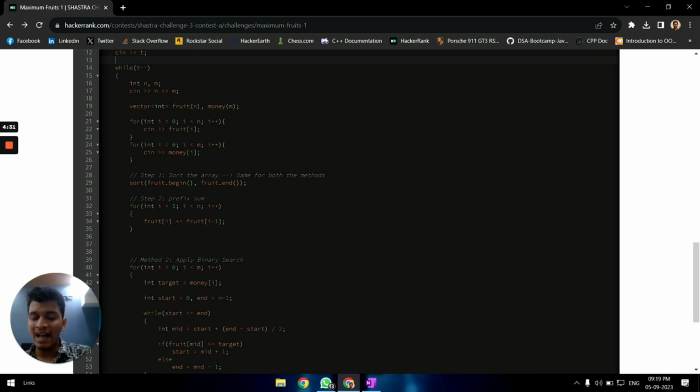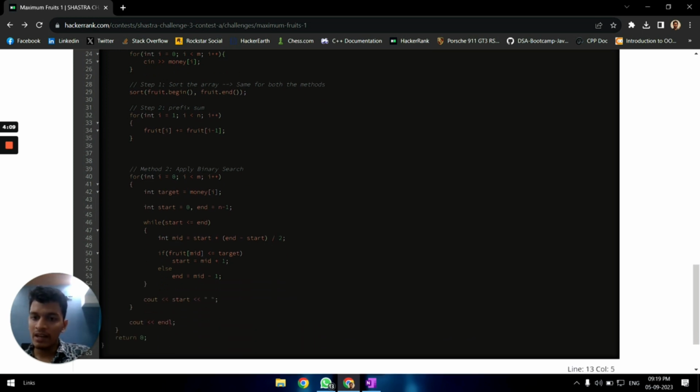As we are applying the binary search approach, the main condition of binary search is that we have to sort the array. So first we have sorted the array, because binary search is only applied on a sorted array. Then we find the prefix sum of the fruit array. Then we apply binary search to find the target value. So we start the target with money, from the money array.